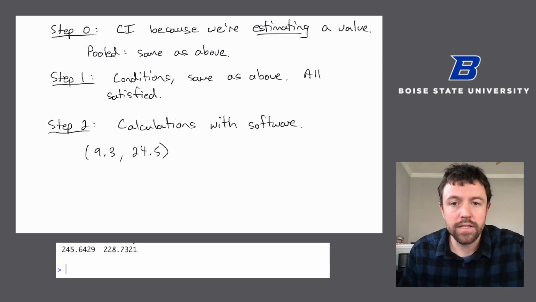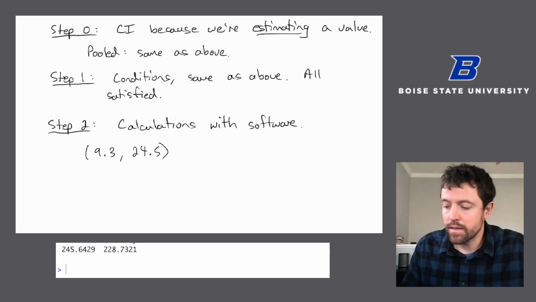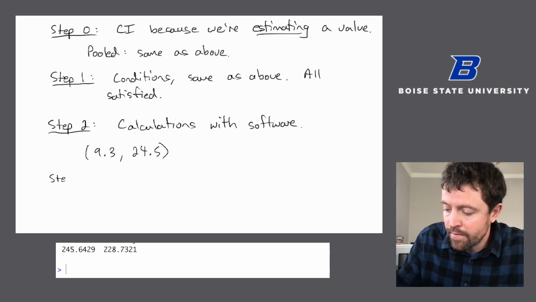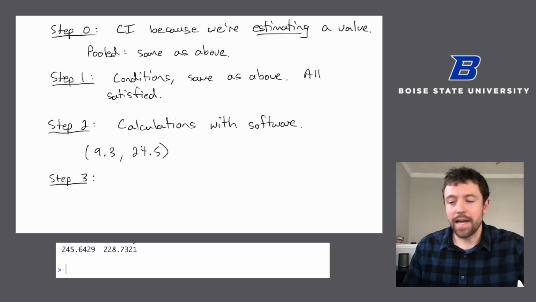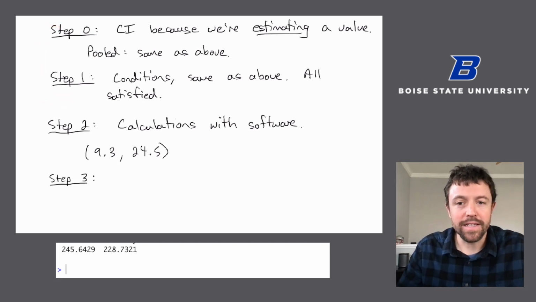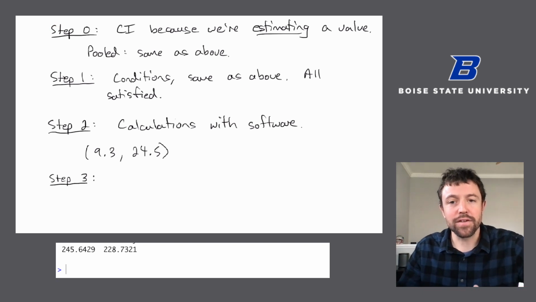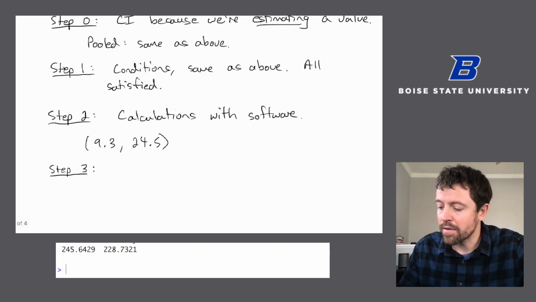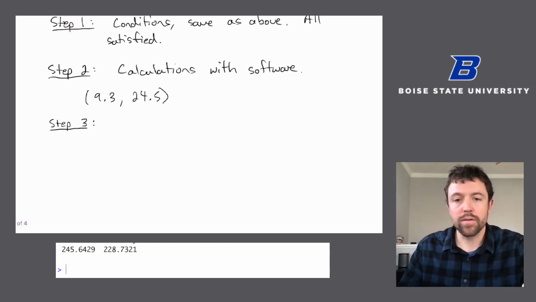So this is the confidence interval that I got from software. And I'll point out, if it looks like confidence intervals are way easier than hypothesis tests, it's partially because all of this stuff we already did, right? If we were doing just a confidence interval, we would have had to do all of that stuff, which is a huge amount of the work. So step 3 is our interpretation.